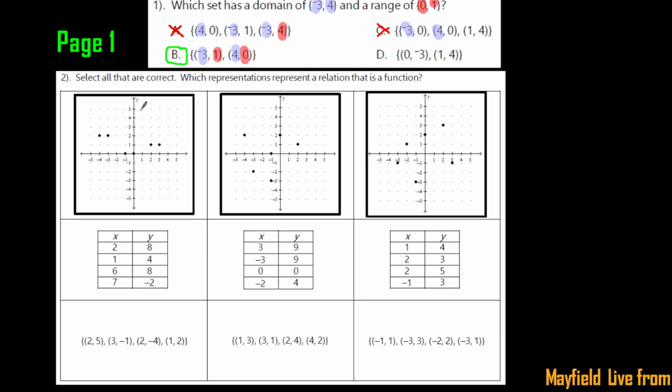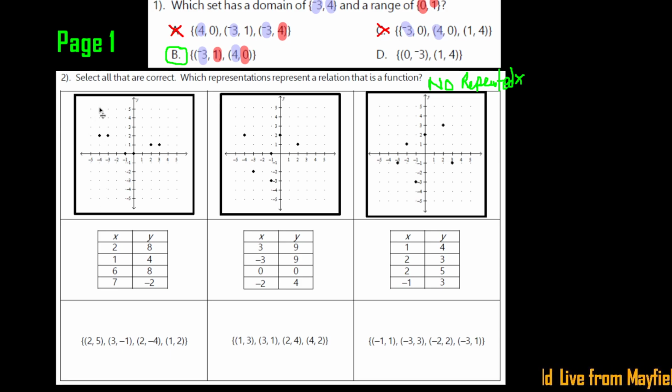For number 2, it says select all that are correct, which representations represent a relation that is a function. You gotta remember, if you're looking for a function, you have to have no repeated x. Close enough. Alright.